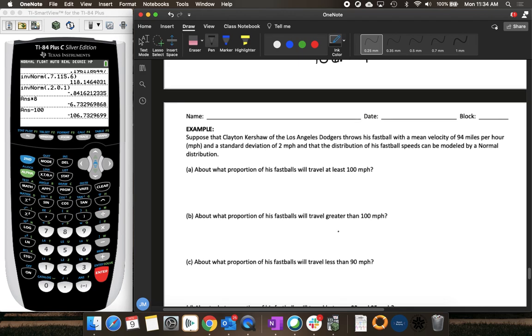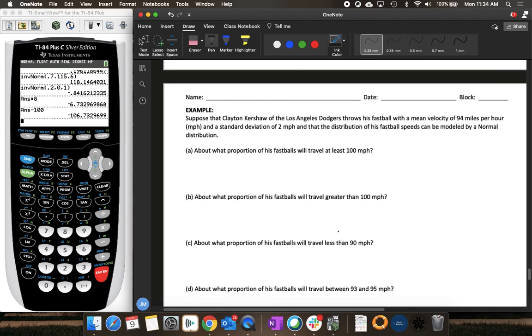So suppose that Clayton Kershaw, who's a member of the Los Angeles Dodgers, throws his fastball with a mean velocity of 94 and a standard deviation of 2, and that the distribution of his fastballs can be modeled by a normal distribution. For part A, what proportion of his fastballs will travel at least 100 miles per hour? Let's draw in our normal distribution. The mean for our distribution was 94, and we want to know which ones will travel at least 100. So 100 would be somewhere above that, and at least 100 would be this area right here.